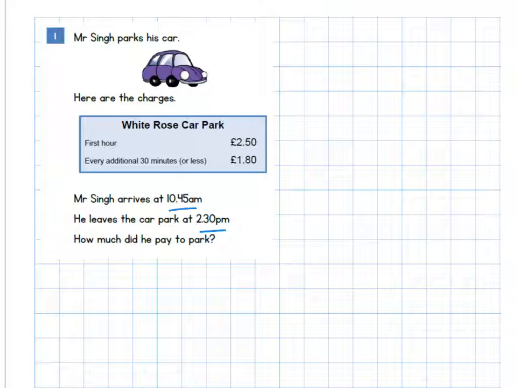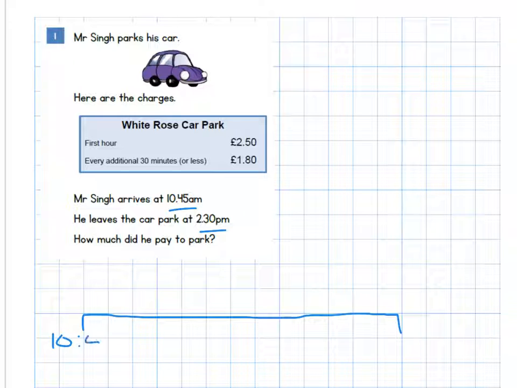So obviously we need to know how long he was there for to work out how much he has to pay. And there's a little saying we use in school: if it's time, we use a line. So we're going to have Mr. Singh arriving in the car park at 10:45. So we work from left to right. He leaves at 2:30 p.m. Okay, 10:45 a.m. So we need to work out how long he's been in the car park for.